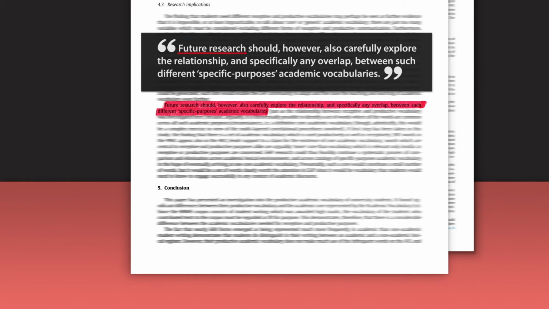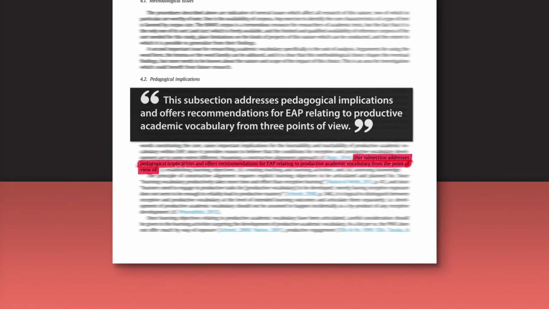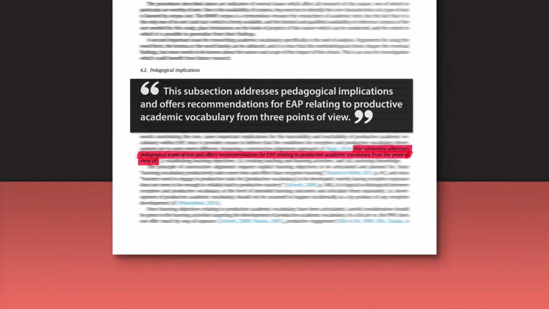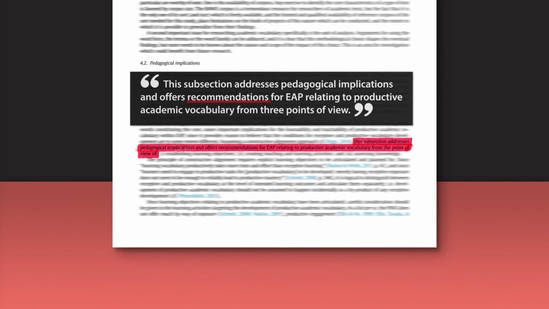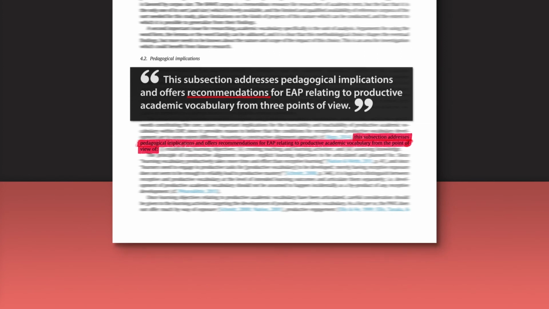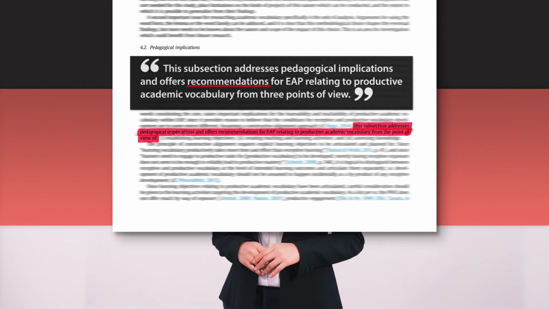Another approach you can use is to identify questions for future research. Future research should, however, also carefully explore the relationship, and specifically any overlap, between such different specific purposes academic vocabularies. Alternatively, you can suggest practical uses for the findings. This subsection addresses pedagogical implications and offers recommendations for EAP relating to productive academic vocabulary from 3 points of view.